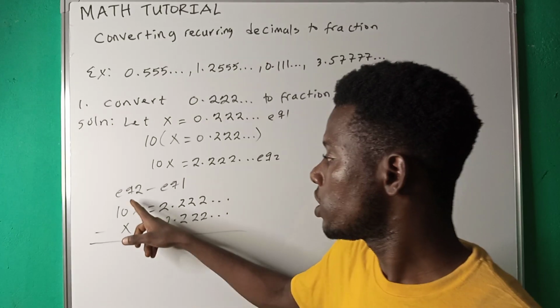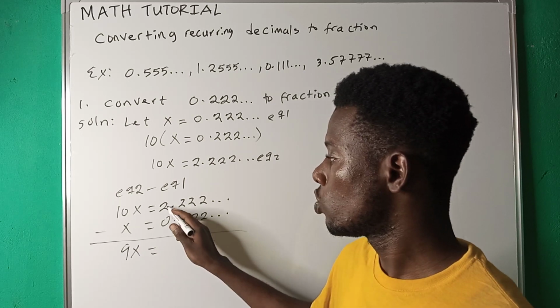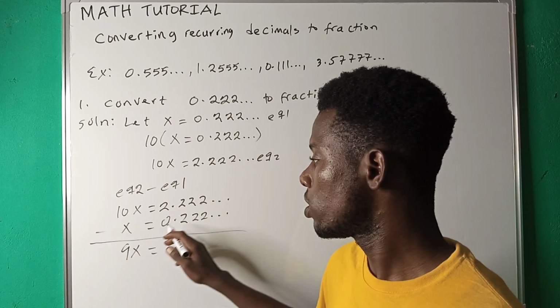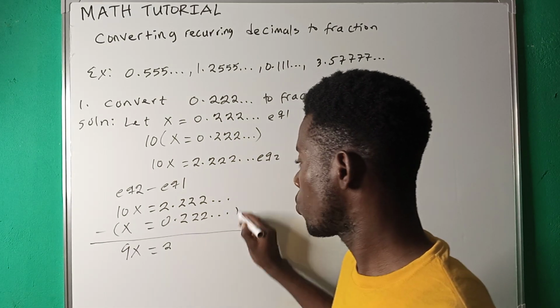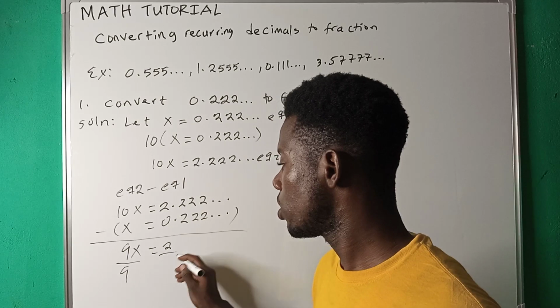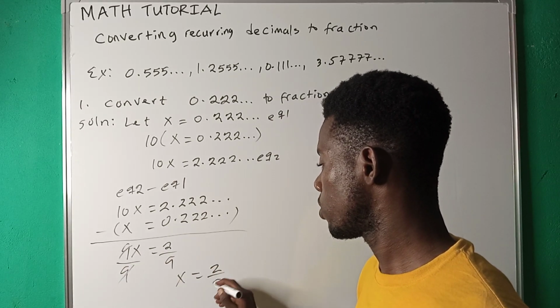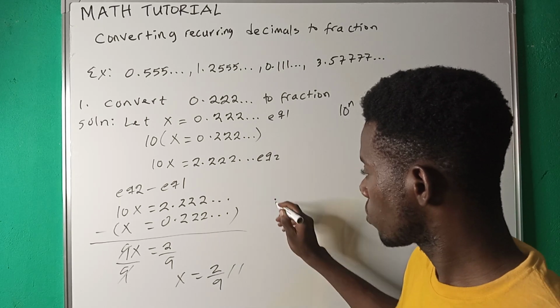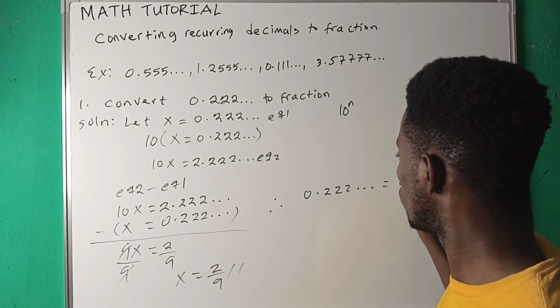So what do we have? 10x minus x is 9x, is equal to 2.2222... minus 0.2222..., which just gives you 2, because the repeating parts cancel out. So we divide both sides by 9, and then we have x is equal to 2 over 9. Therefore, 0.222... is equal to 2 over 9.